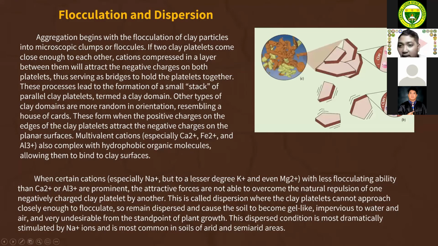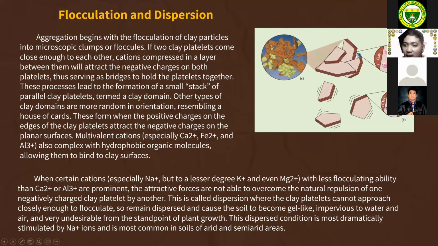So we can also use, aside from lime or calcium carbonate, organic matters as good flocculating agents, and also aluminum and iron hydroxides. So yun ay mababasa nyo dito. So basahin natin to. Aggregation begins with the flocculation of clay particles into microscopic clumps or flocules. If two clay platelets come close enough to each other, cations compressed in a layer between them will attract the negative charges on both platelets, thus serving as bridges to hold the platelets together.